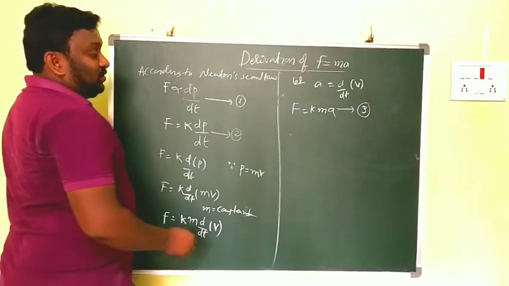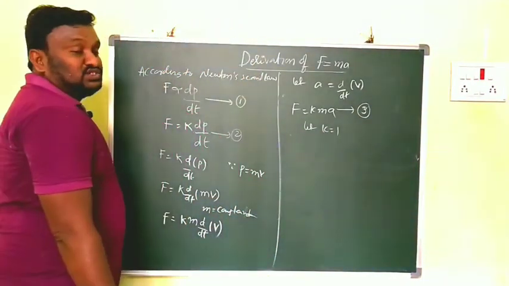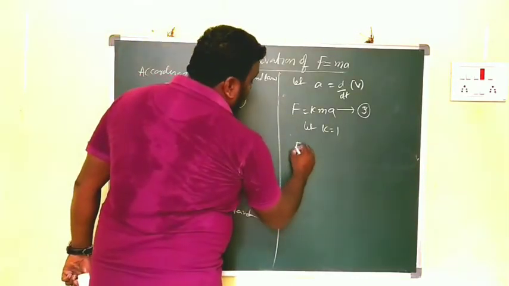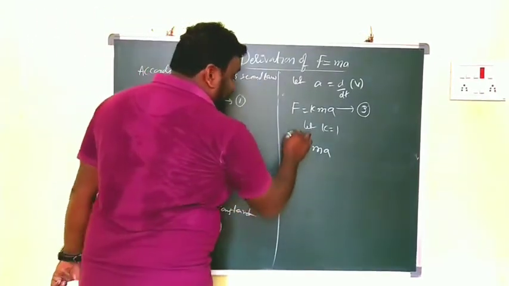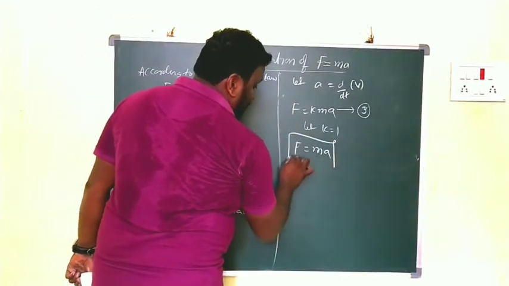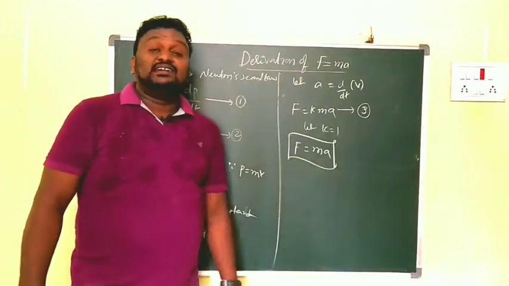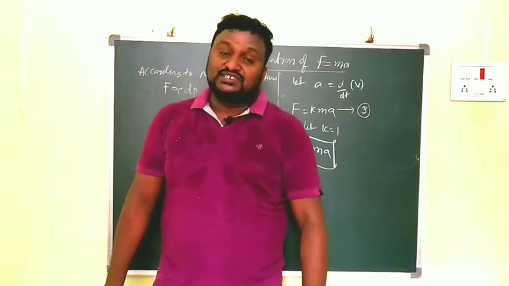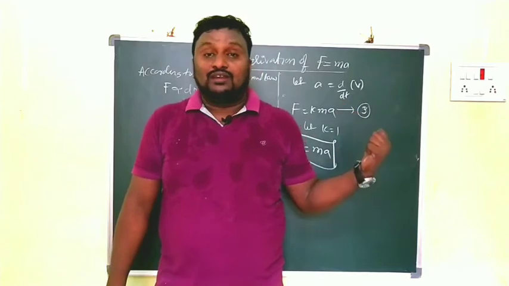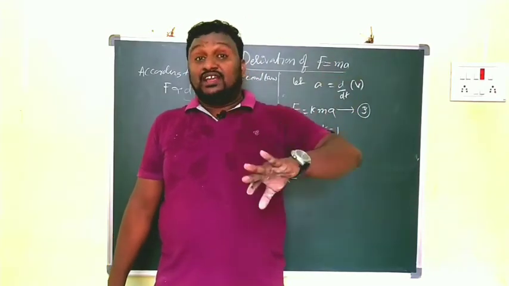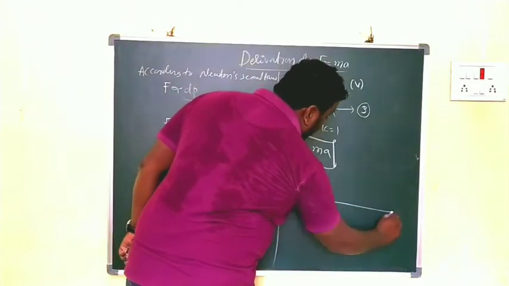Here let the k value be equal to 1. Then what do you get? F is equal to ma. This is the derivation of Newton's second law equation. F is equal to ma. Here the k value is 1. When we take the k value as 1, you have to go for this explanation.